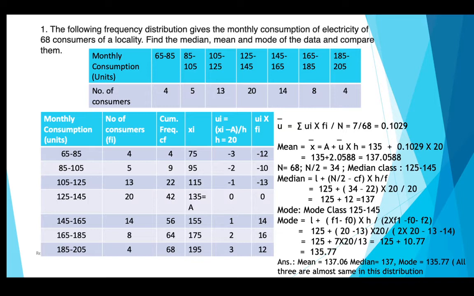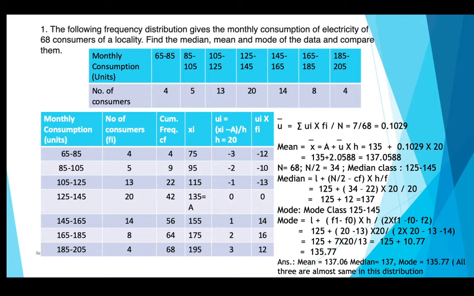Xi stands for class mark, which for 65 to 85 is the middle, that is 65 plus 85 by 2, which is 75. Then you can see the class width is 105 minus 85, and it is 20, so you keep adding 20: 95, 115, 135, 155, 175, 195. Cross check again.